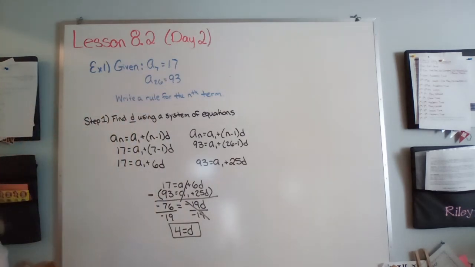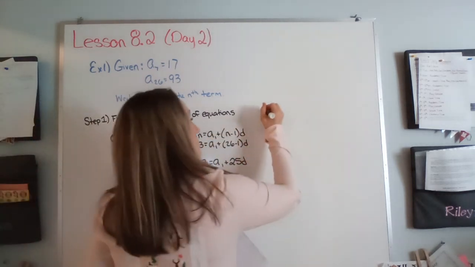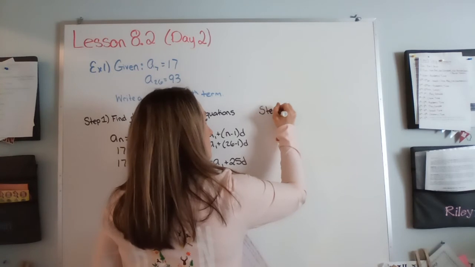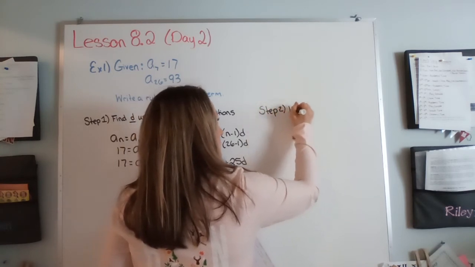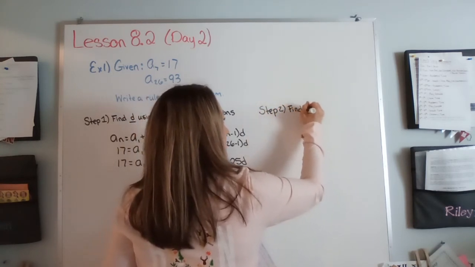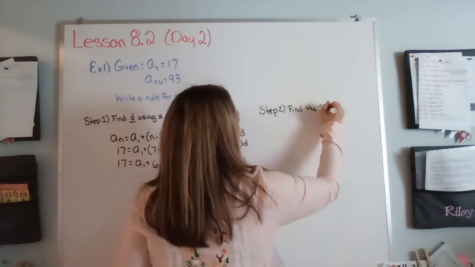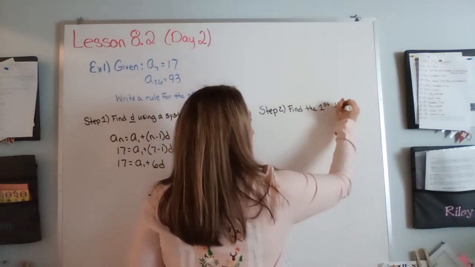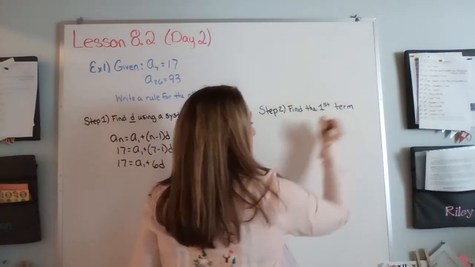So step 2, we know the common difference. The only other thing we need to know in order to write the rule is the first term. So step 2, find the first term. I'm going to write down the formula again.